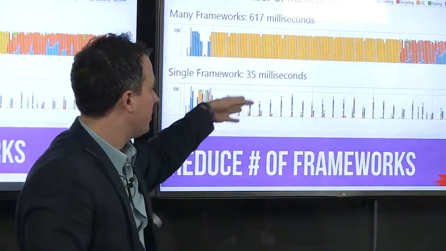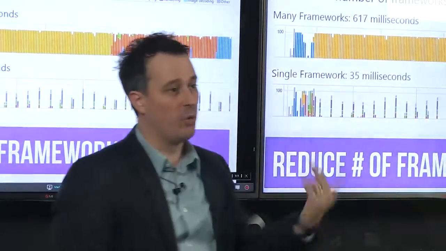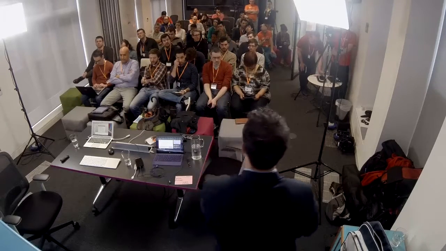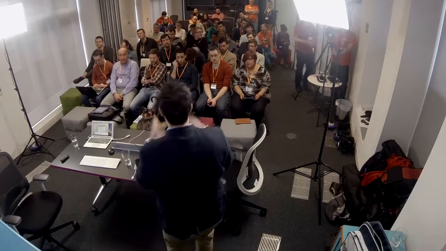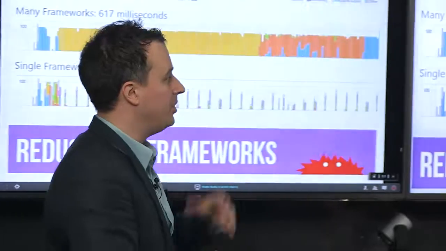But it means that the site is slowed from 35 milliseconds when I only use one single framework to 617 milliseconds. So try and choose a framework, be it jQuery, be it MooTools, be it Kendo, whatever, and standardize on that, rather than having many, many different interactive frameworks, which perhaps you don't use all of anyway.